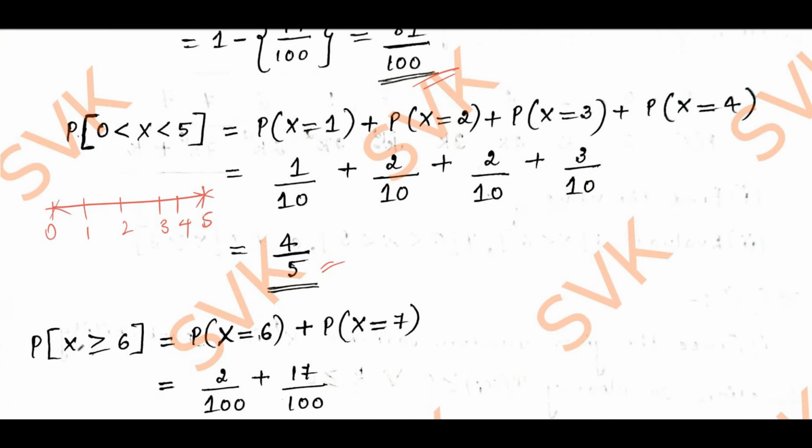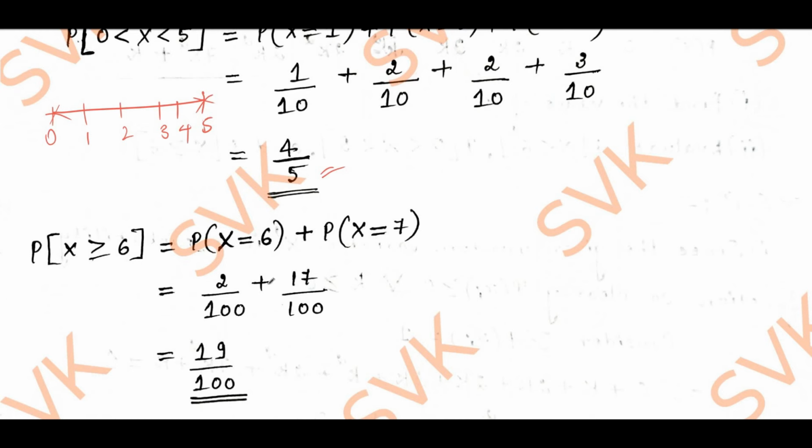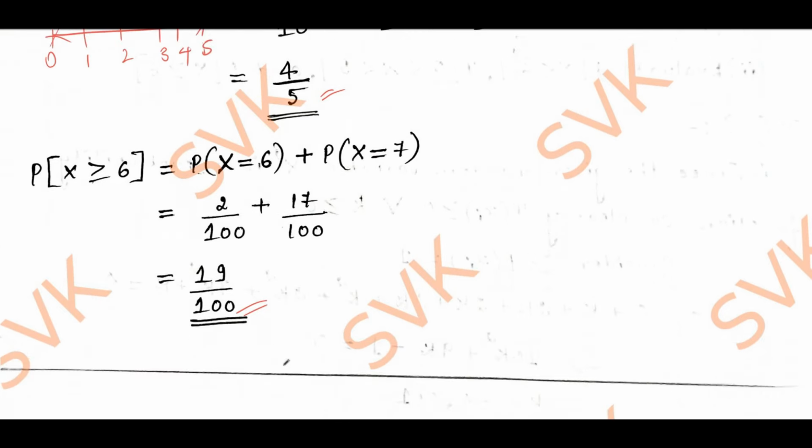So similarly, going with the last value, the probability of x greater than or equal to 6 is given by, as the value x = 6 is nearest to xn, we can directly find x equal to 6 plus x equal to 7. So we are going to get 2 by 100 plus 17 by 100, which will be equal to 19 by 100, the required answer.